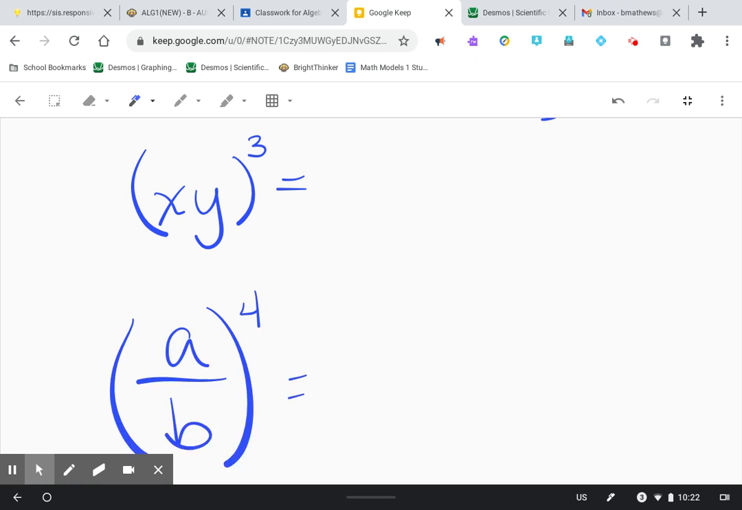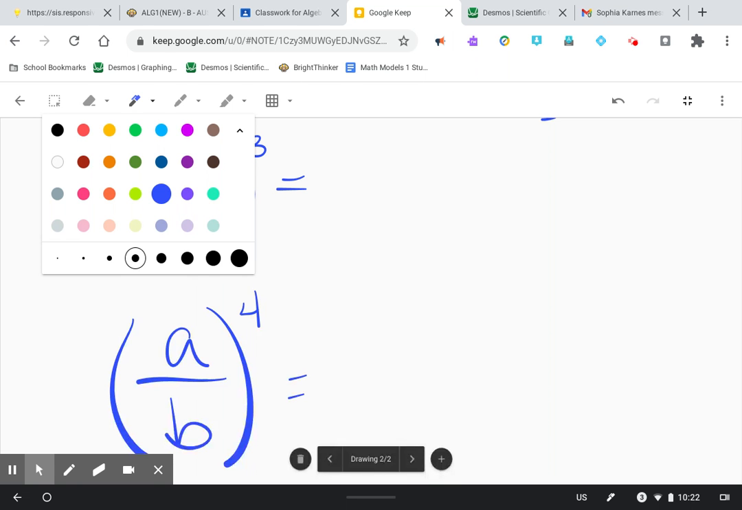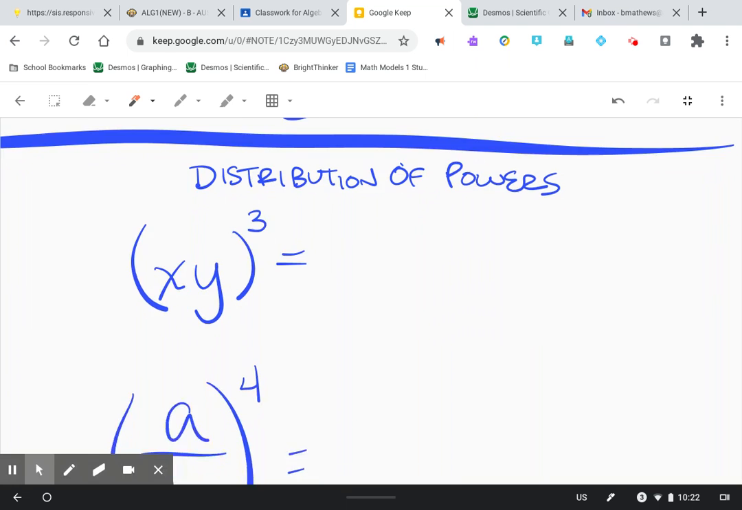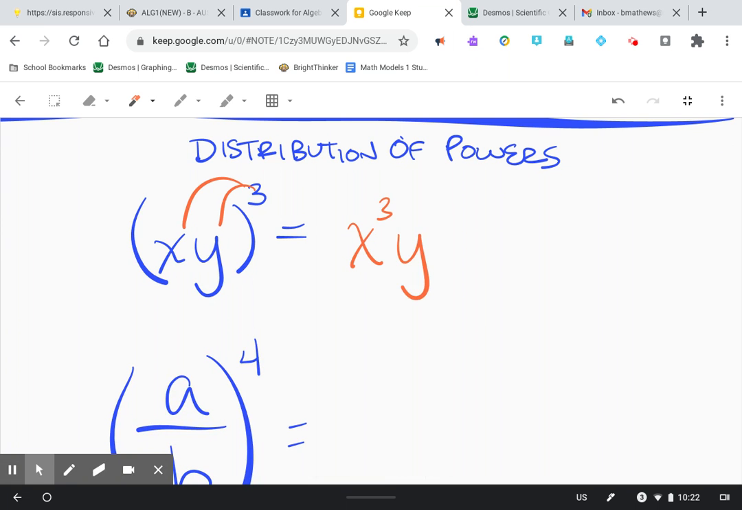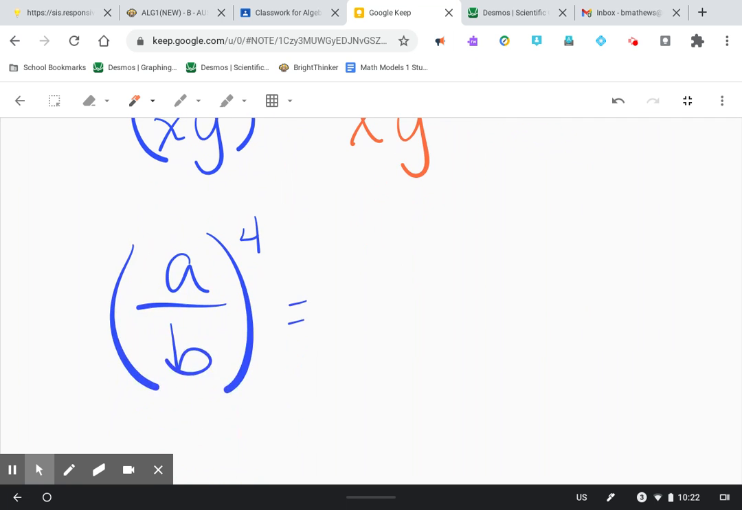So in both of these cases, because of the distribution of powers, I am able to, again, only when we have multiplication or division, not addition or subtraction. In a sense, this 3 gets applied to both. So this becomes x to the 3rd, y to the 3rd. Similarly, down here, this 4 gets distributed to both. So it becomes a to the 4th over b to the 4th.